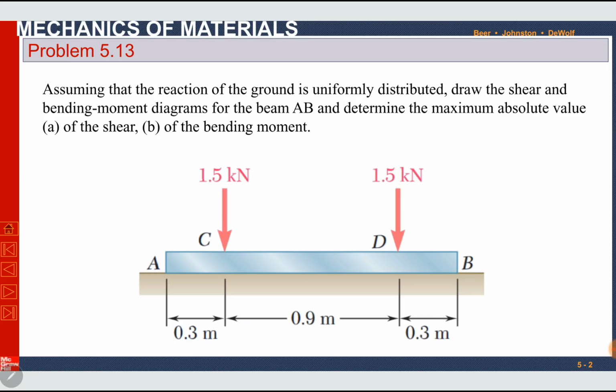Assuming that the reaction of the ground is uniformly distributed, draw the shear and bending moment diagrams for beam AB and determine the maximum absolute value of the shear and of the bending moment. Here a beam has been given, beam AB, which is under two concentrated loads, each equal to 1.5 kilonewton at point C and point D, and the beam is resting on ground.